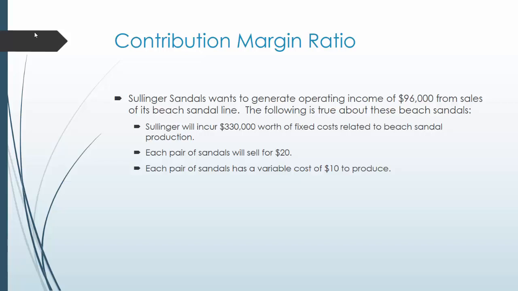First, Sellinger expects to incur $330,000 worth of fixed costs related to this production of this particular line. How did I get there? Well, it was $300,000, but it increased by 10%. So if we take $300,000, multiply by 1.10, we now have $330,000 worth of fixed costs. We still plan on selling sandals for $20 a pair, but our variable cost has changed. It was $8 before, but we just had a $2 per unit increase to our variable cost, which means now each pair of sandals is costing us $10 to produce.